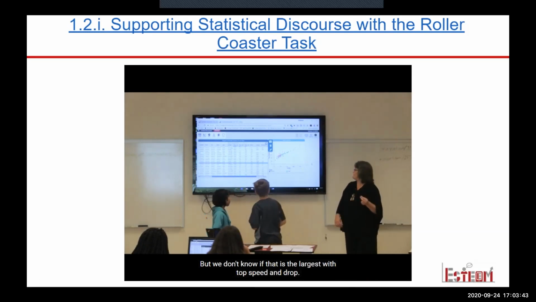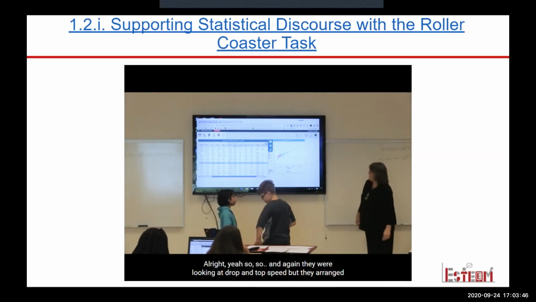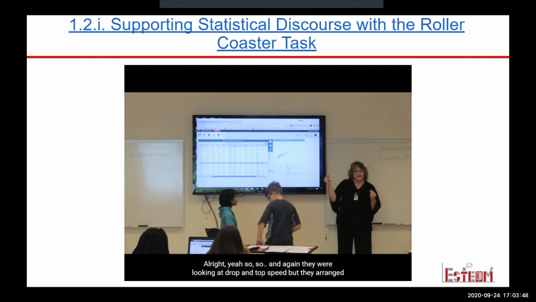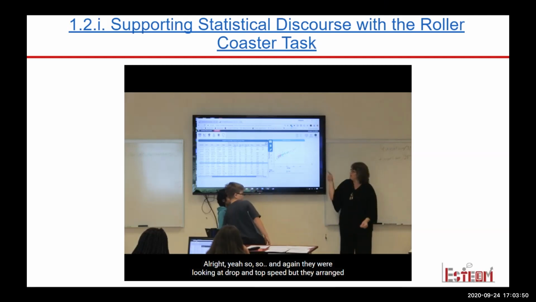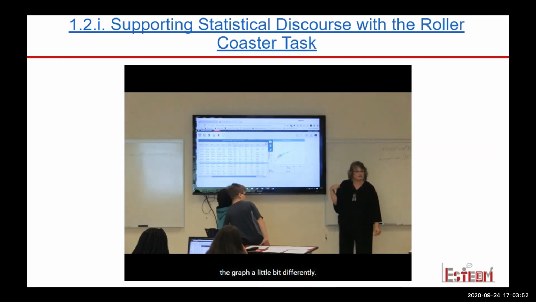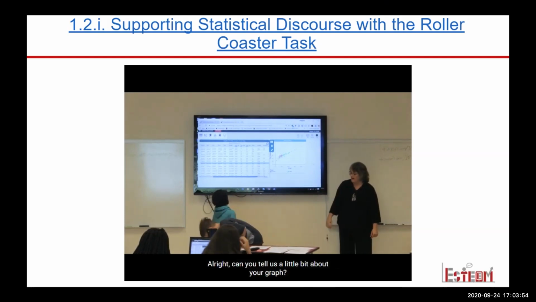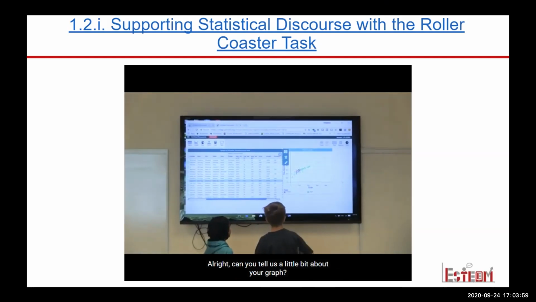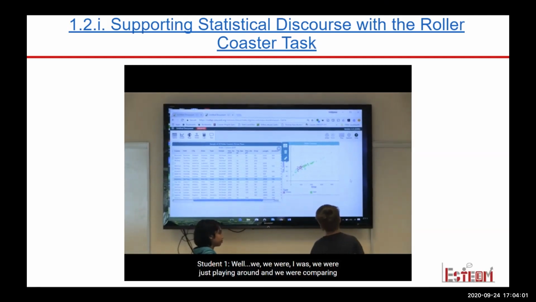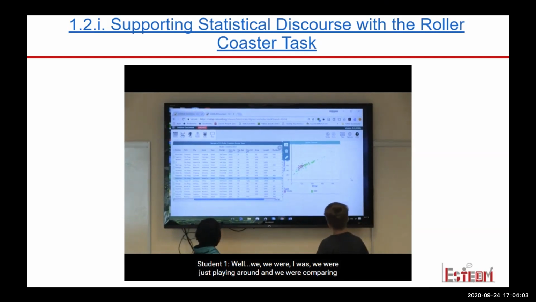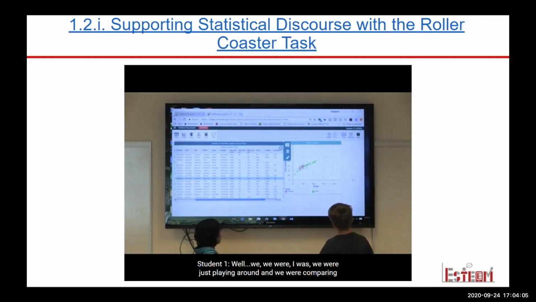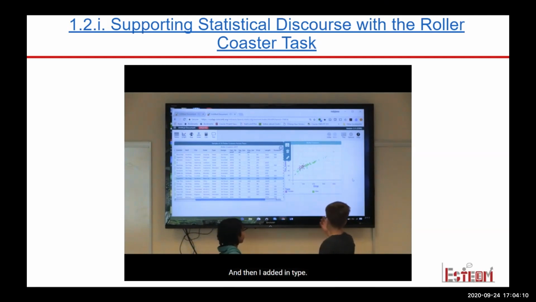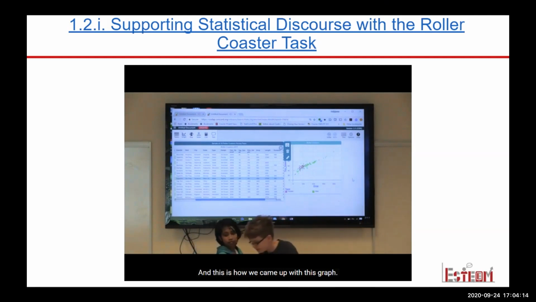All right, yeah, and again, they were looking at drop and top speed, but they arranged the graph a little bit differently. All right, can you tell us a little bit about your graph? Well, we were just playing around, and we were comparing drop and top speed, and then I added in type. And this is how we came up with this graph.